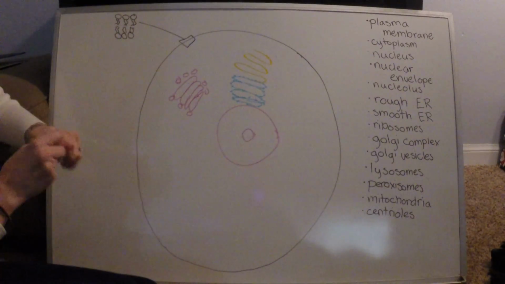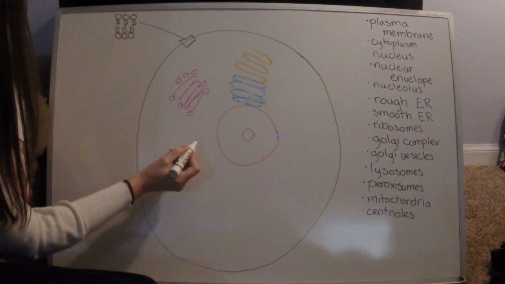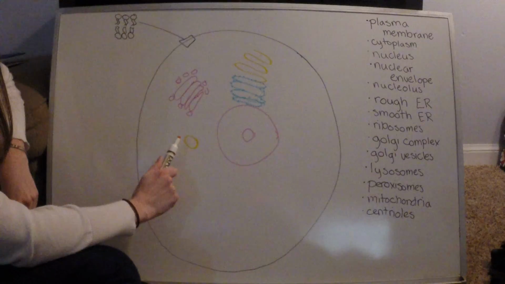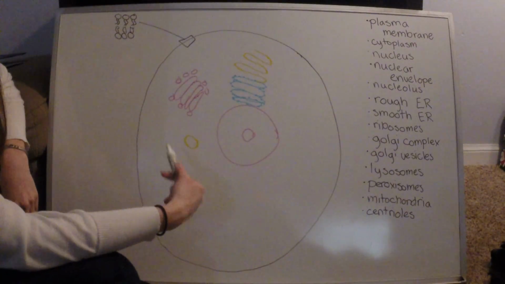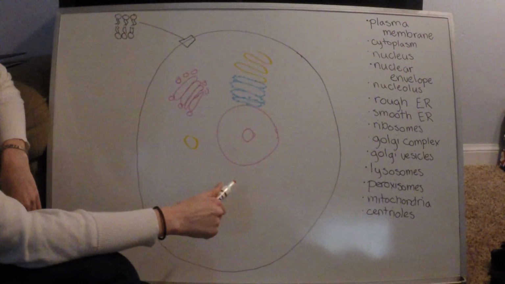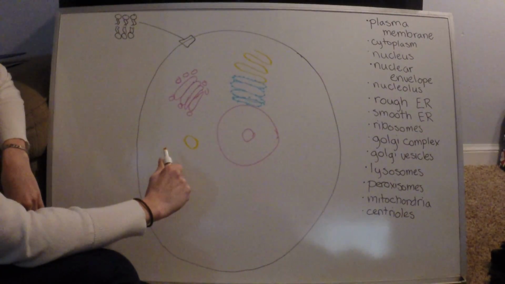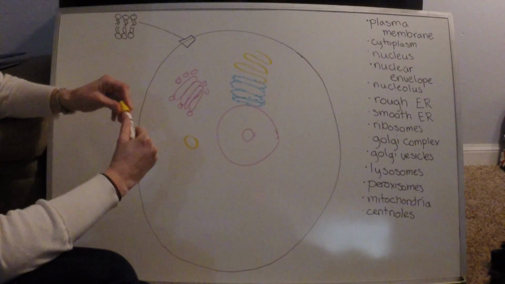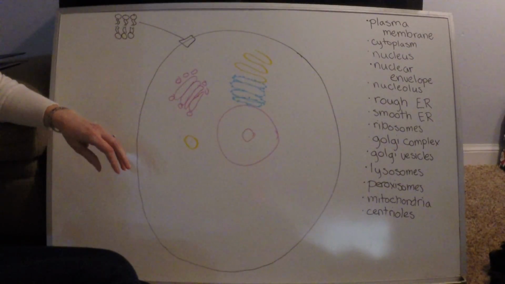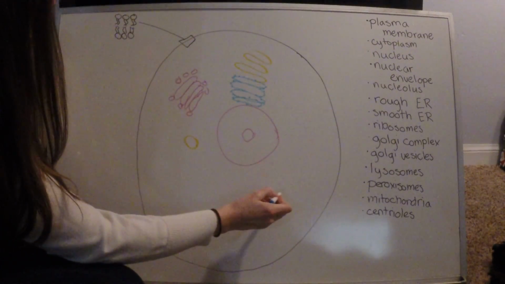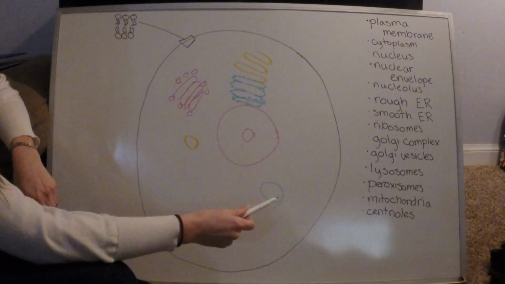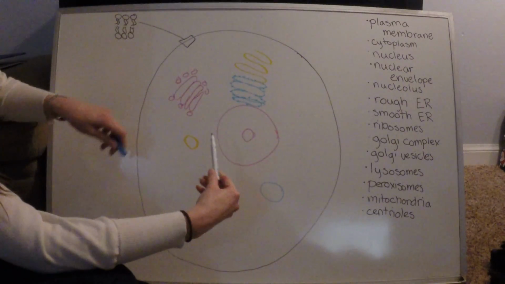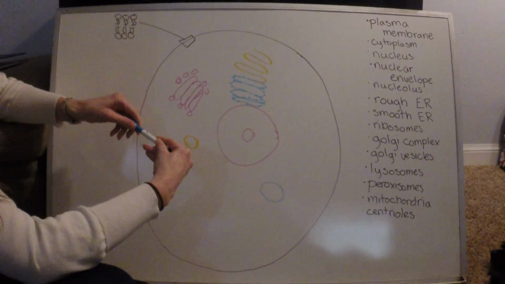So we've got lysosomes. Lysosomes are another type of vesicle, but these ones go around and sort of clean up the cell. Any molecules that aren't being used, that are dysfunctional, the lysosomes break those apart. Peroxisomes, same kind of thing. Breaks down molecules, but it uses hydrogen peroxide to do so, whereas the lysosomes use proteins.